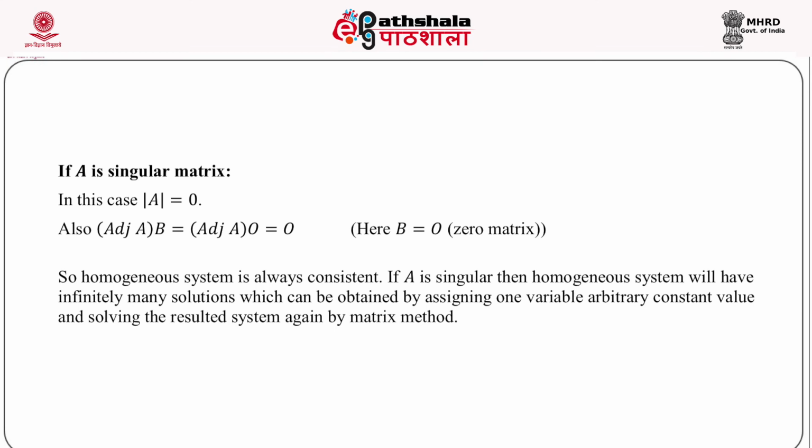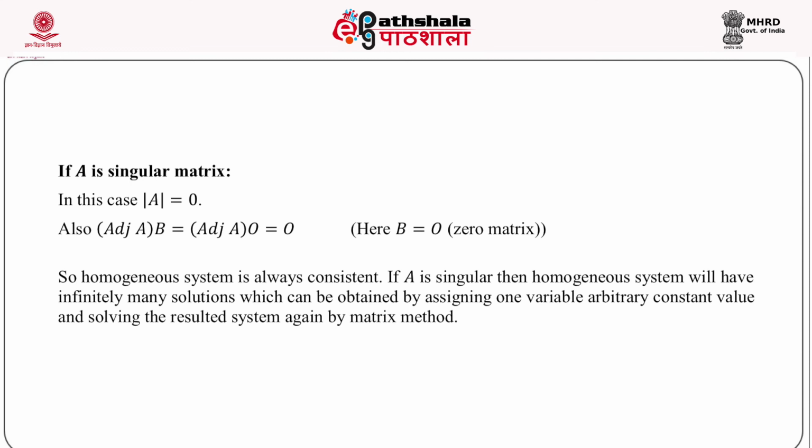So if the coefficient matrix is non-singular, then the homogeneous system has a unique solution given by x1, x2, x3 equal to 0, which is called the trivial solution of the homogeneous system. This solution will always exist for a homogeneous system.